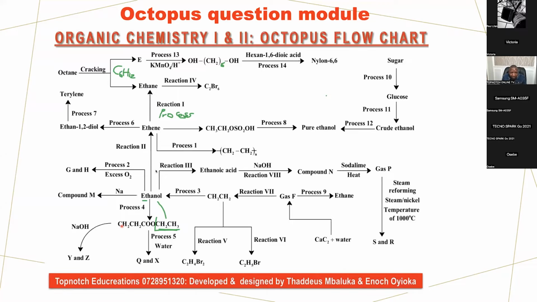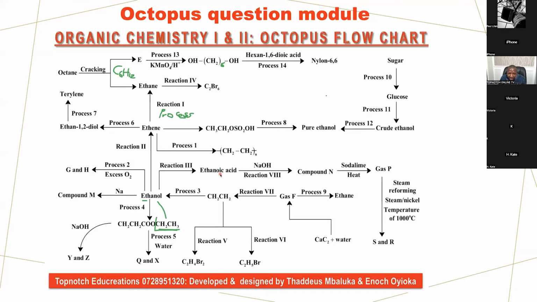We continue. We are through with this end. Let's go to the other side. There is ethanol, reaction 3, to ethanoic acid. What do you call that one? Oxidation. For oxidation we require what? An oxidizing agent. The reagent is acidified potassium manganate 7 or acidified potassium dichromate 6, and then we also require heat.